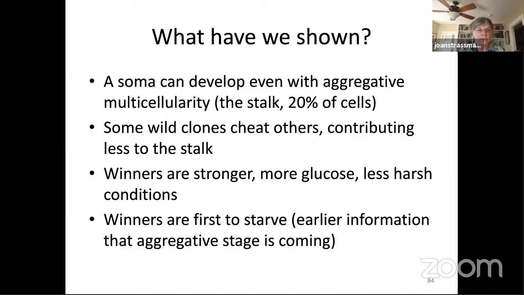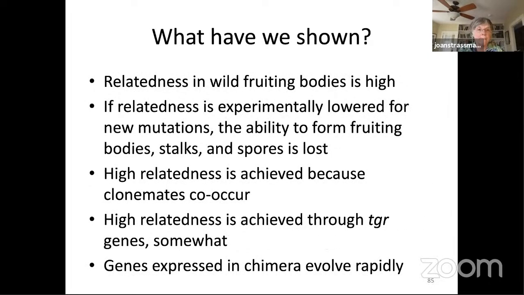They had earlier information that the aggregative stage was coming and battles might be necessary. We've also shown that relatedness in wild fruiting bodies is high, and this was from collecting wild ones, something we were told could not be done. And we've shown that if relatedness is experimentally lowered for new mutations, the ability to form fruiting bodies, stalks, and spores, the whole business is lost.